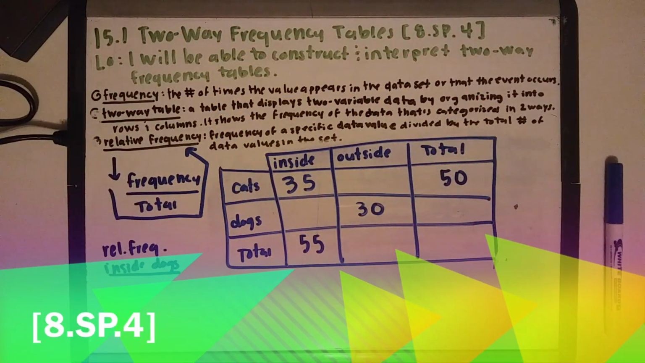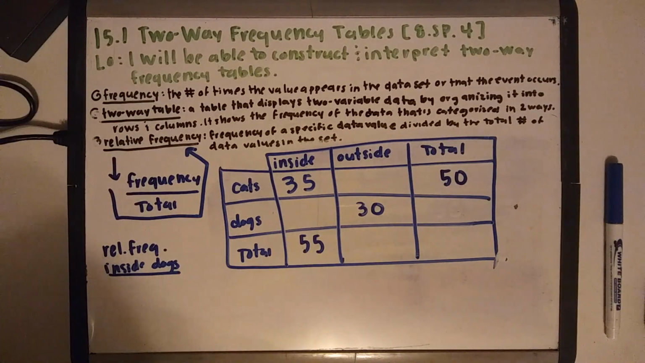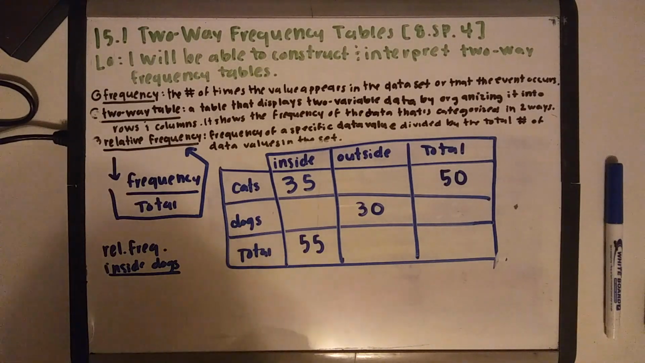Okay, you guys, this is 15.1, two-way frequency tables, as your standard, and your objective is to be able to construct and interpret two-way frequency tables with 80% accuracy or higher, given the independent practice. Their vocabulary words: frequency is how often something happens, so the number of times the value appears in the data set or the event occurs. Okay, so how often something happens is the number of a thing happening.